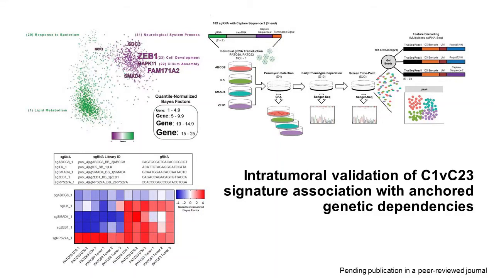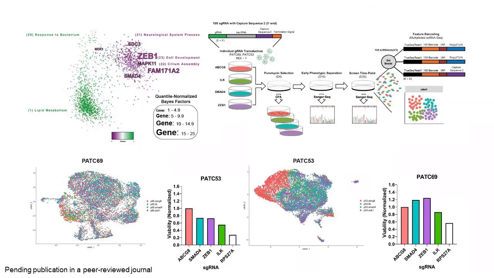We knocked this out in our classical model and our basal model to look at what the impact was on the transcriptional heterogeneity of the tumor that we see. So, like I said, we performed this with ILK, SMAD4, and ZEB1, which were 3 basal hits, and ABCG8, which is a negative control.